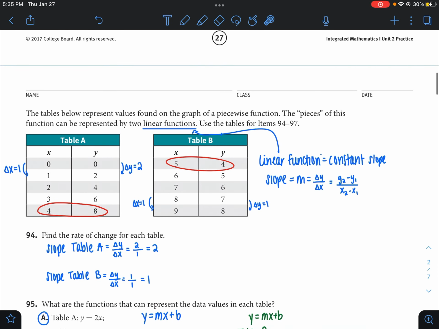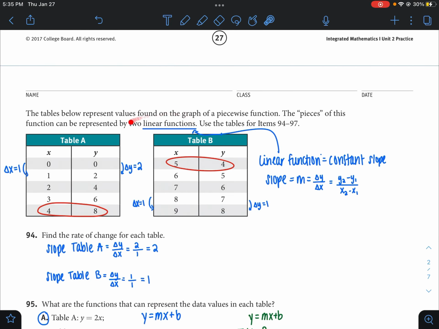All right, now, number 94 here. Lots of information, but main thing is these are linear functions. So again, we're using y equals mx plus b, and a linear function has a constant slope. And again, to calculate slope, that's change in y over change in x, or y2 minus y1 over x2 minus x1. So in the first question here, find the rate of change for each table.